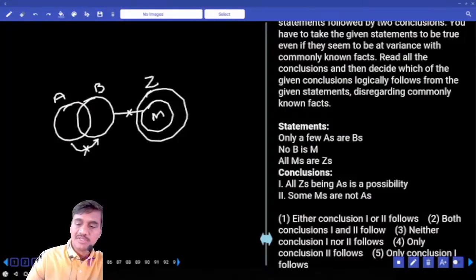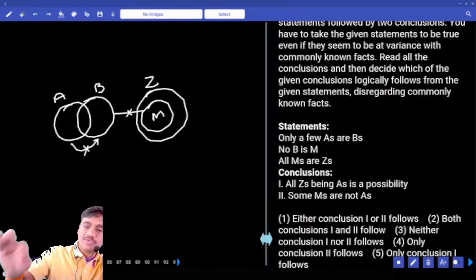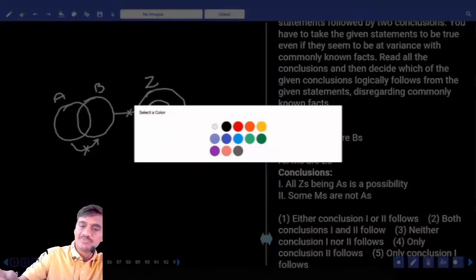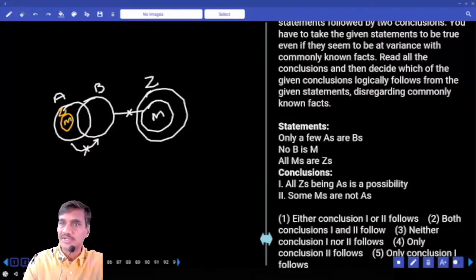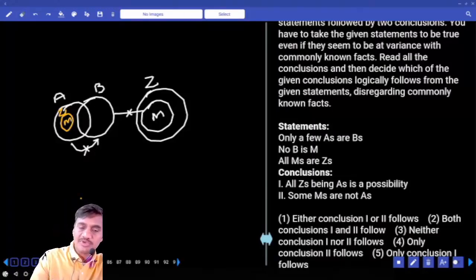All M are Z. And first one, all Z are A is a possibility. This entire Z must be part of A. Is it possible or not? Yes, first one, all Z are A's is possible. Now tell me whether I can write Z like this or not. Yes, Z like this, M will be here. Now also B and M are not intersecting, and the first one is possible.